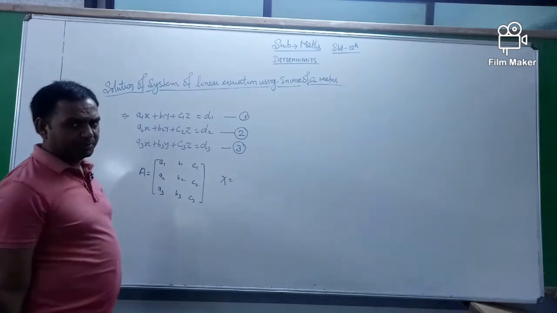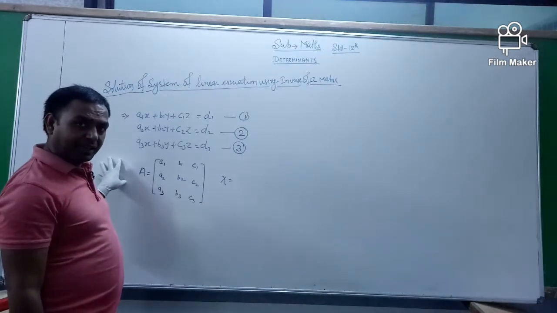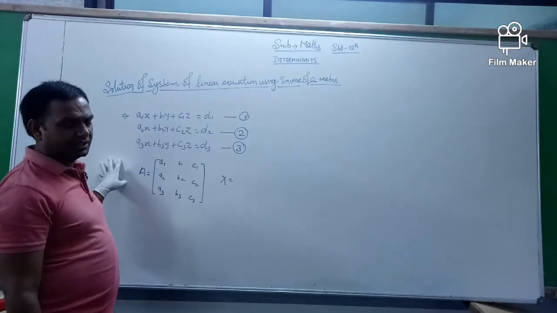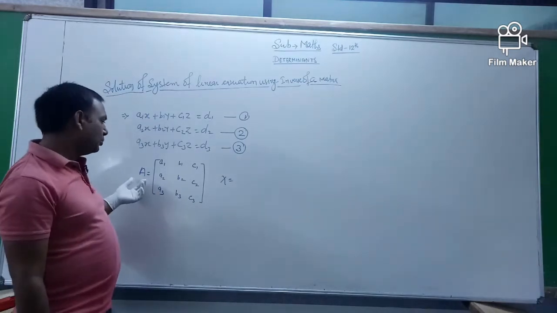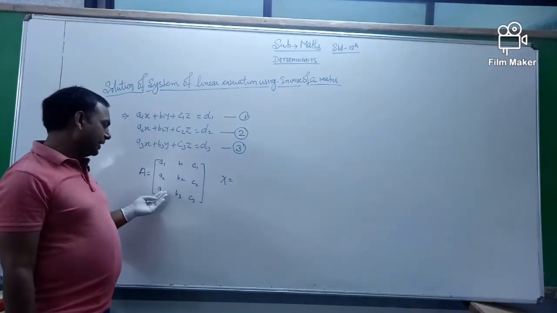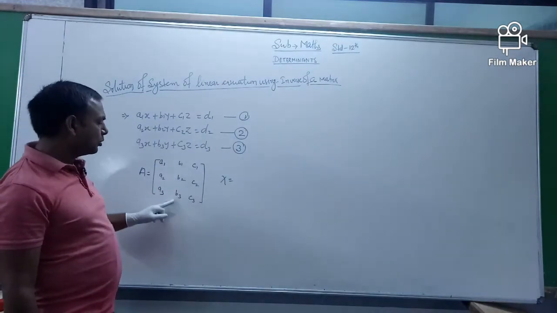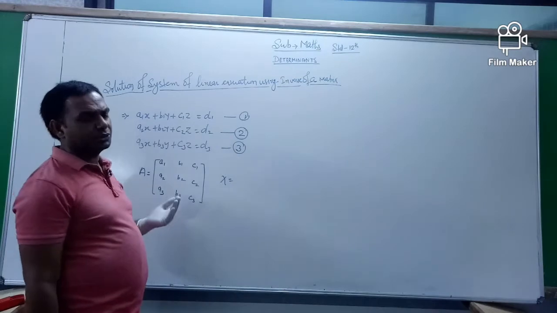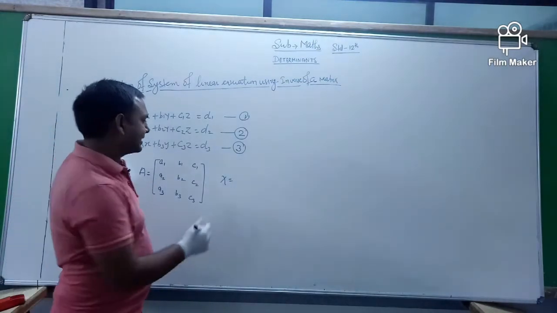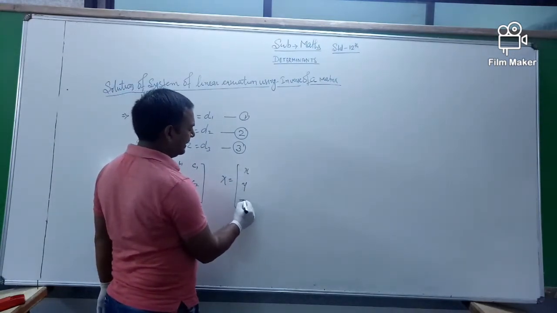Then how can you solve this? You use the method of matrices. First you take the coefficient of x, the coefficient of y and the coefficient of z. Then I take a matrix A where the elements are a1, a2, a3, these are the coefficients of x; b1, b2, b3, the coefficients of y; c1, c2, c3, the coefficients of z. And another matrix X, with only the elements x, y and z.